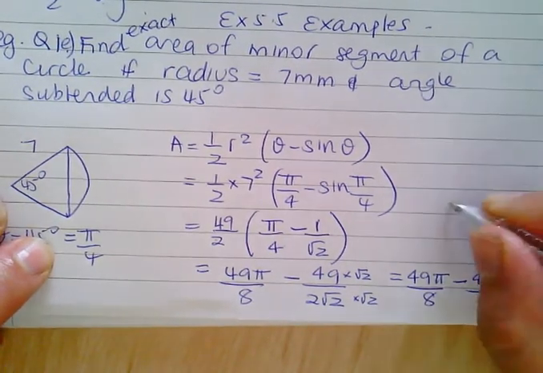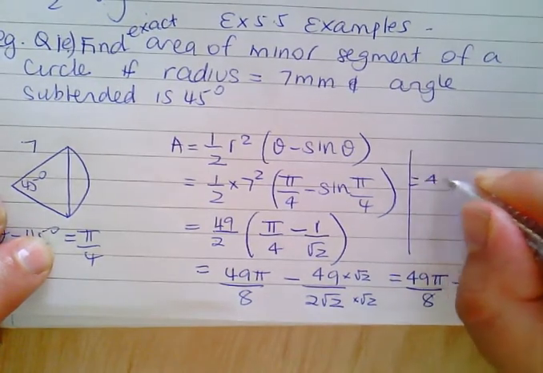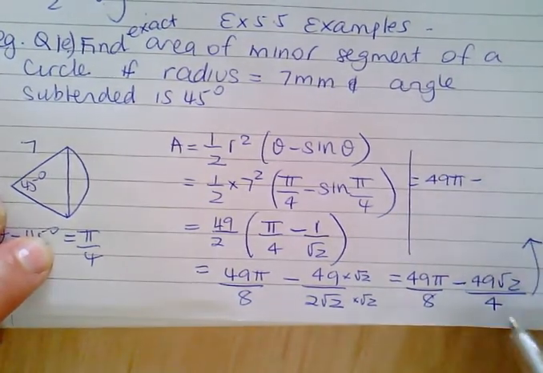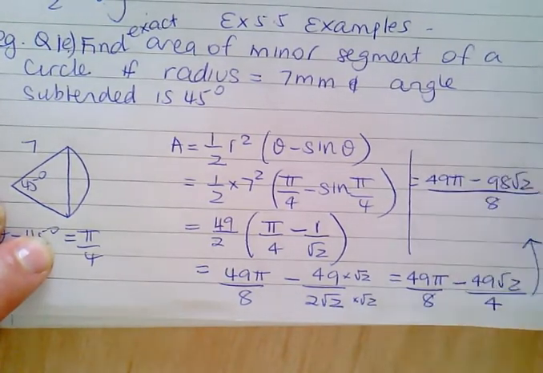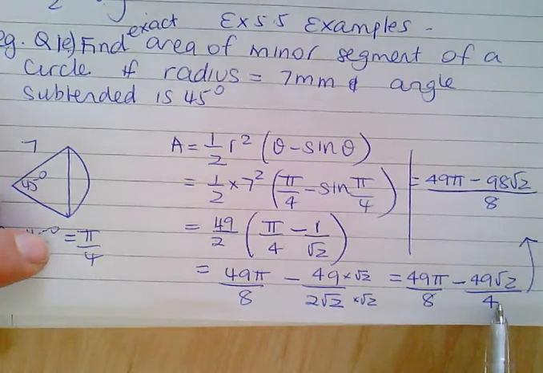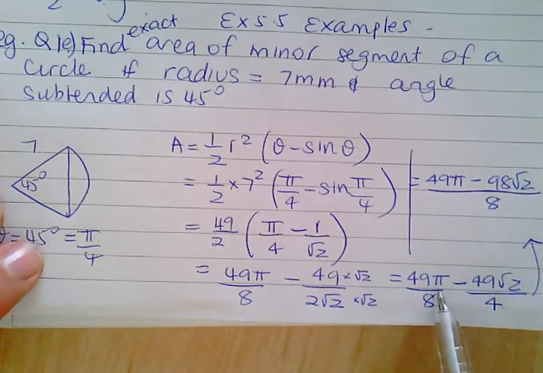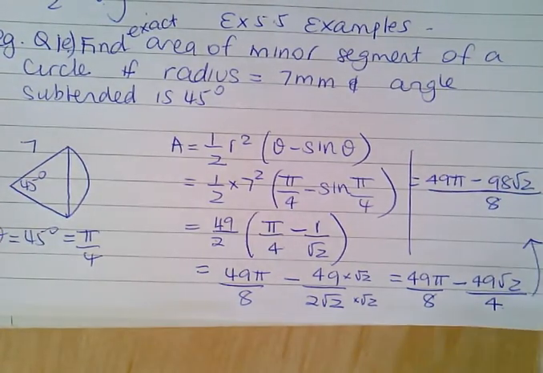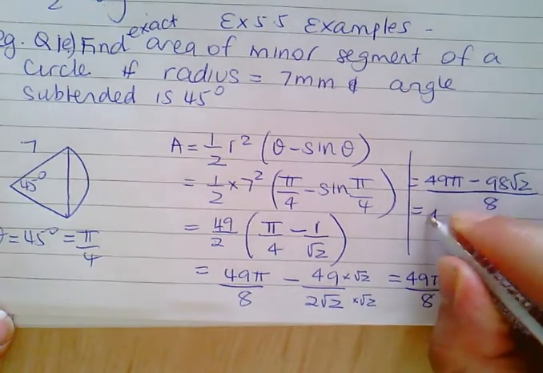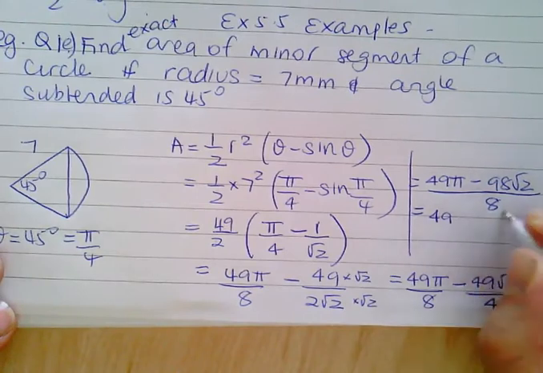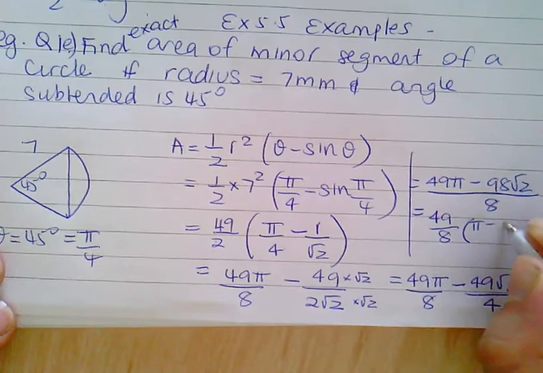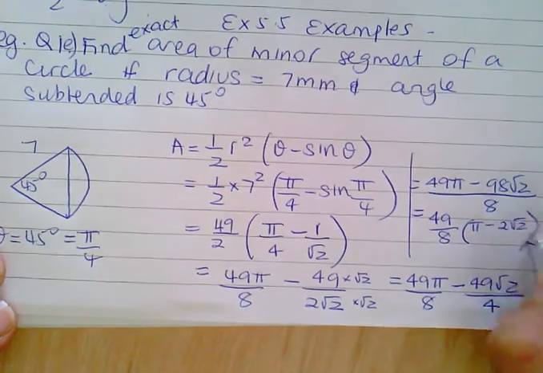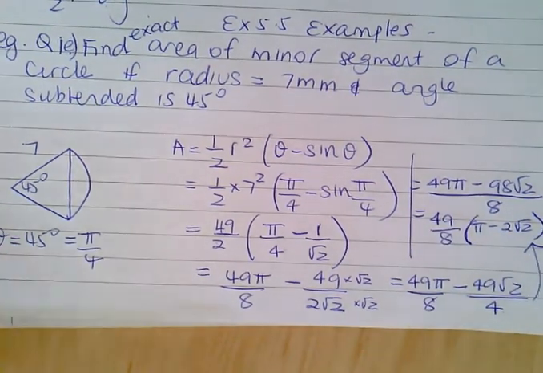So that would be 49 pi minus 98 root 2, all over 8, but you can leave it like this. There are many ways you can leave it, okay? So that's with a single common denominator there. What we could also do is take out 49 as a common factor here: 49 over 8, for example, times (pi minus 2 root 2) is another way I could write that, okay?